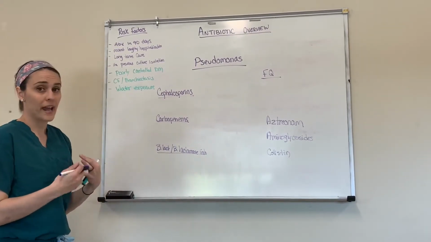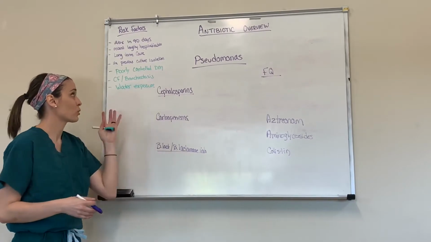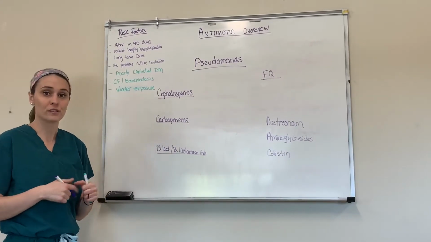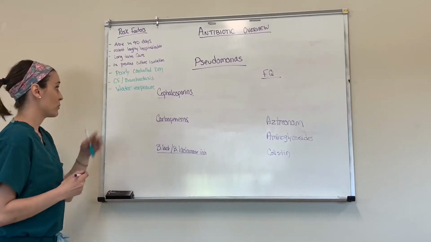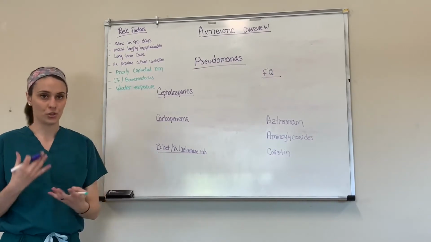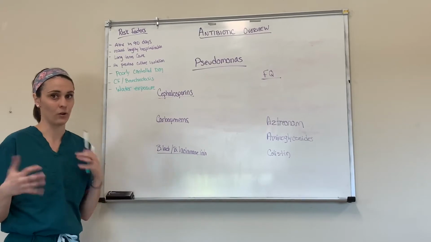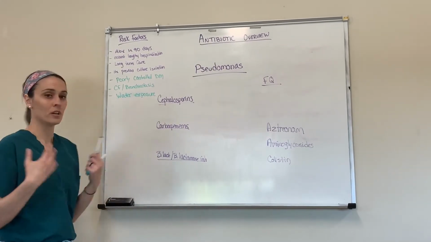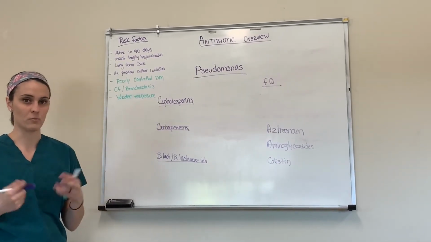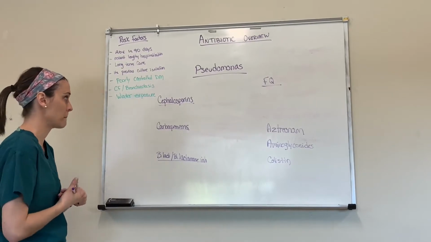For Pseudomonas, we're going to add a couple more. Patients that have poorly controlled diabetes are at higher risk of pseudomonal infections. Same with patients with cystic fibrosis, underlying bronchiectasis, and then notably Pseudomonas likes to hang out in water sources. So patients that have a significant water exposure can also be exposed to this bug a little bit more.